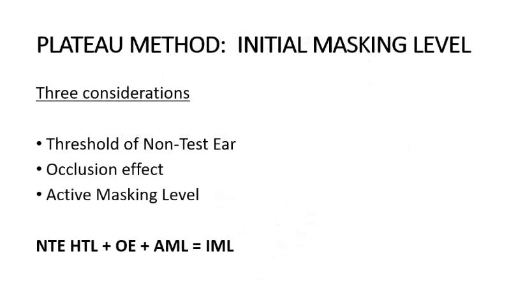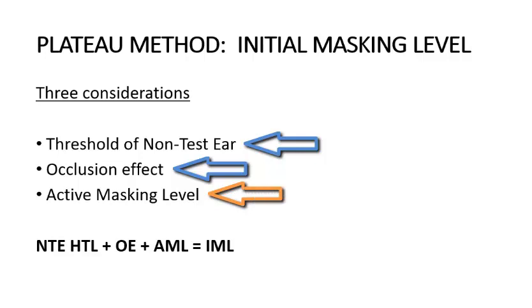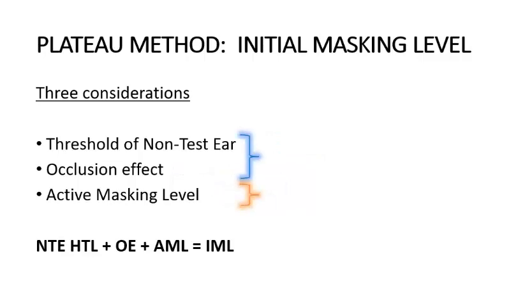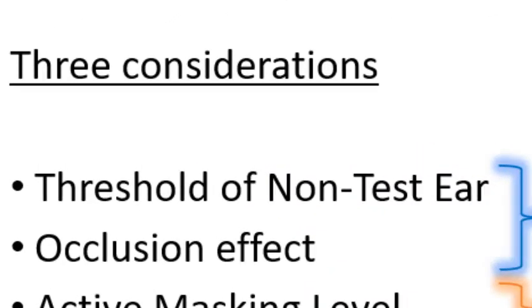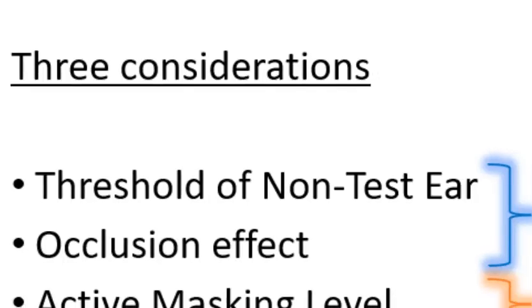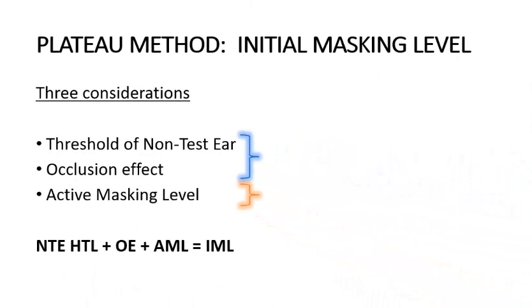To determine an initial masking level for the plateau method of masking, we have three components to consider. The initial masking level is constructed by using the hearing threshold level of the non-test ear, by compensating for any possible occlusion effects, and by introducing an active level of masking to the situation. The first two are compensation items. We're increasing the effective masking level to compensate for the hearing of the non-test ear. It seems reasonable that if we're going to mask an ear, it should rise at least to the level of the hearing threshold of that ear.